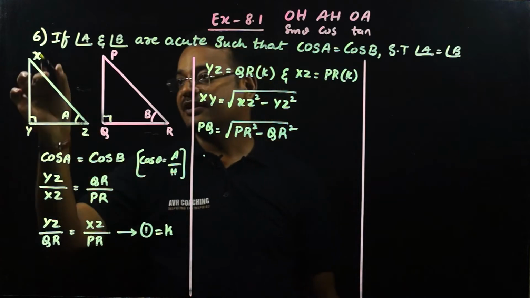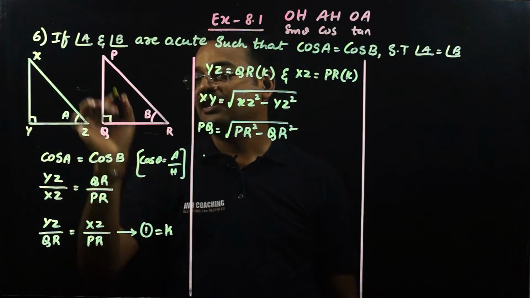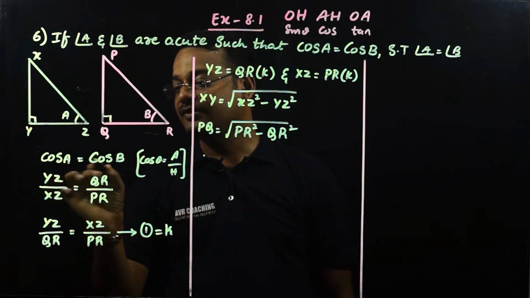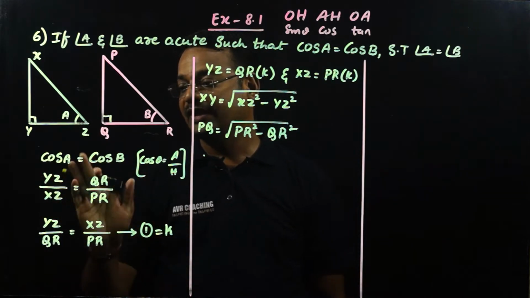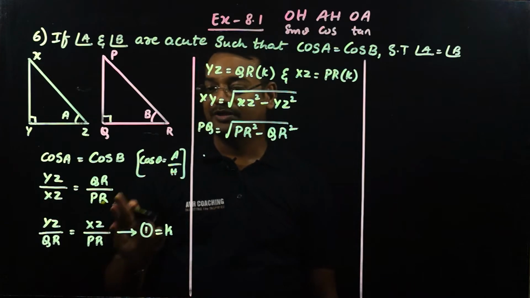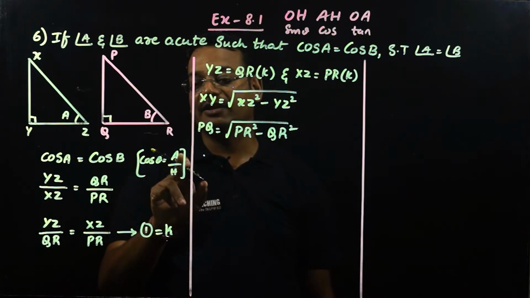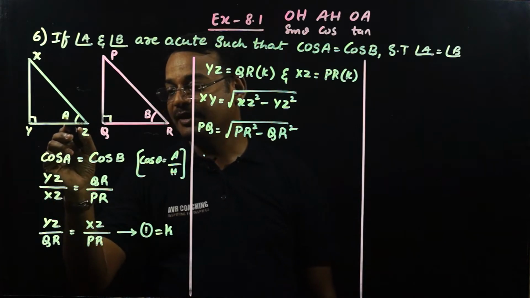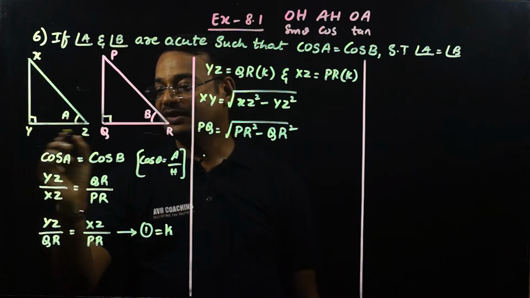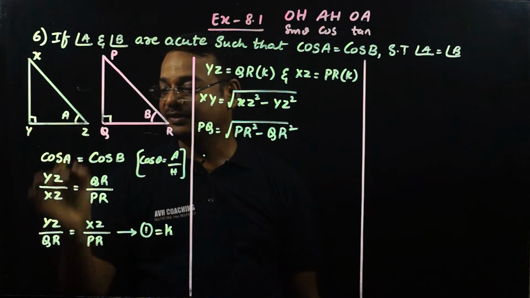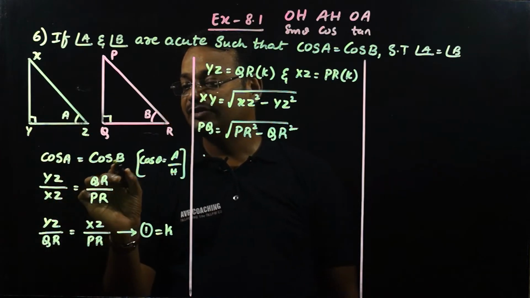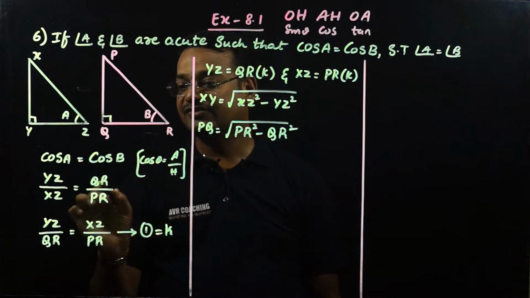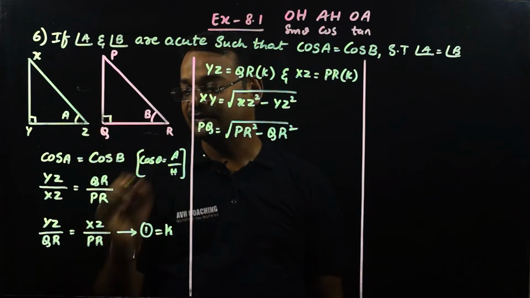So this is the first triangle XYZ and the second triangle is PQR, and given cos A is equal to cos B. We have cos A equal to cos B, and cos theta is given by adjacent side by hypotenuse. So with respect to angle A, the adjacent side is YZ and the hypotenuse is XZ. And with respect to angle B in triangle PQR, the adjacent side is QR and the hypotenuse is PR.